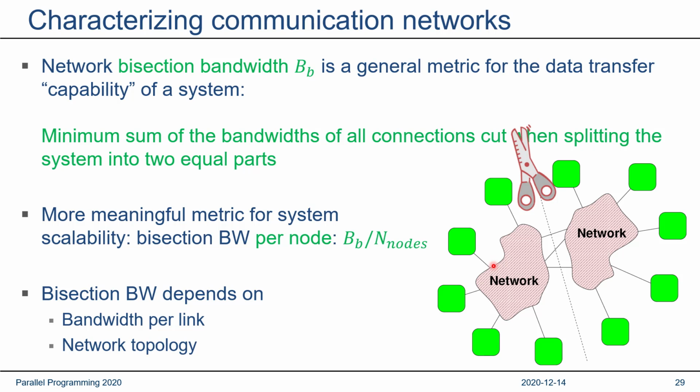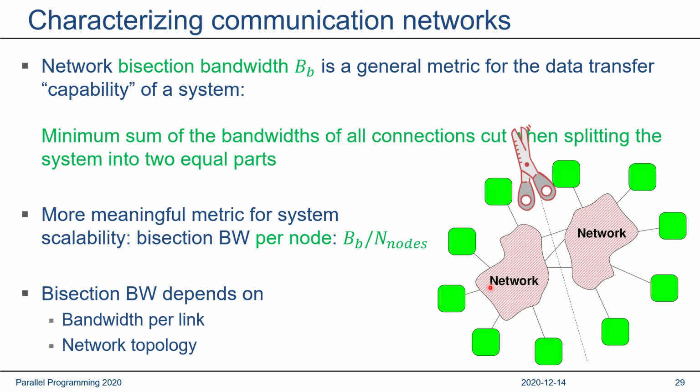Now, of course, if you have a large system with a large network, the bisection bandwidth will inevitably go up, unless you have two disconnected systems which are connected by a single wire. Then this will not be the case. But in general, the bisection bandwidth does go up if you cut any larger system in two halves. So a better metric for system scalability is actually the bisection bandwidth per node. So this is the bisection bandwidth we just described divided by the number of nodes connected to the network.